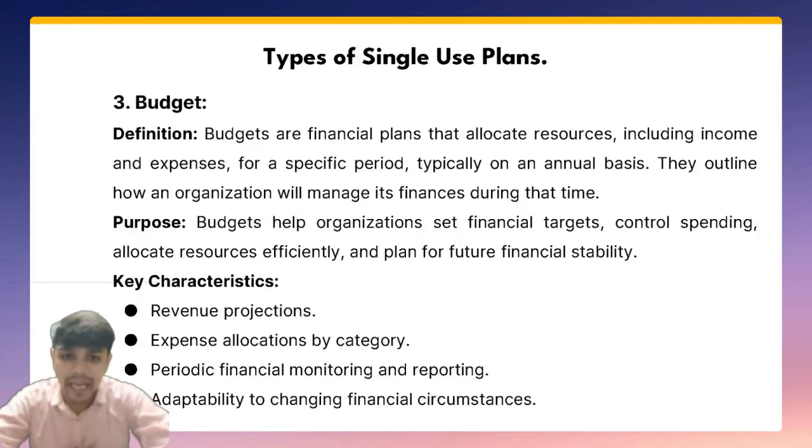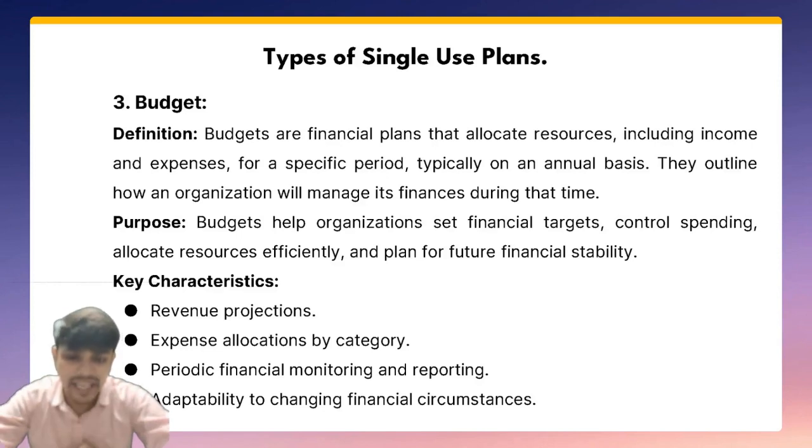The budget is a financial plan that allocates the resources including income and expenses for a specific period, typically on an annual basis, and they outline how an organization will manage its finances during that time. The budget is a single use plan because for the current year the budget will be different, and for the upcoming year the budget will be different. It is a financial plan where the allocation of resources in terms of income and expenditure is happening. The company will decide the sources through which the company will generate the income and how this income is going to be utilized for the further expansion of the business.